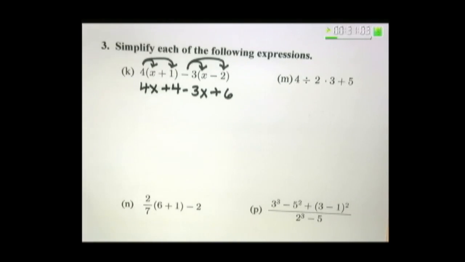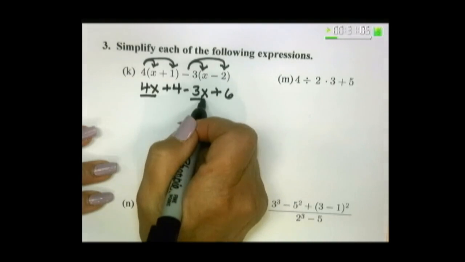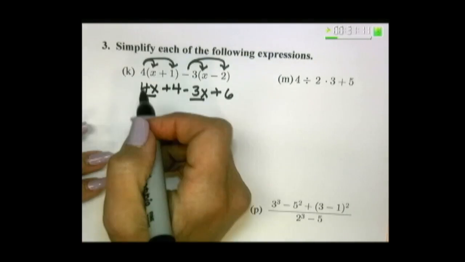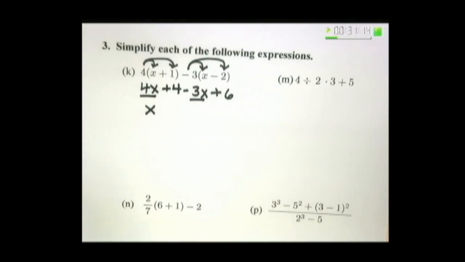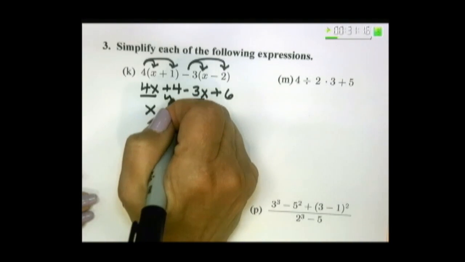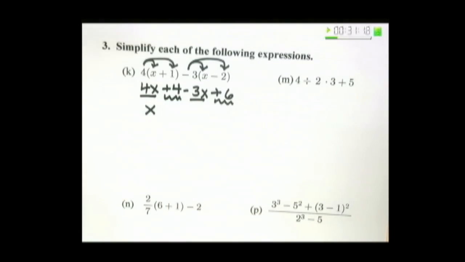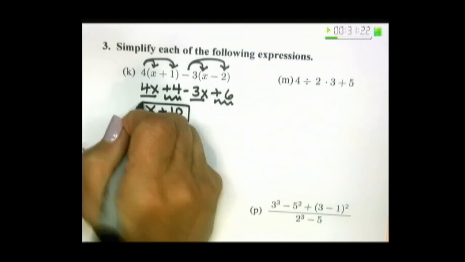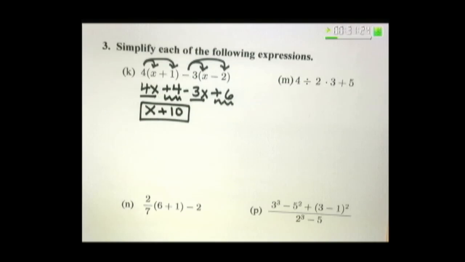Now I can combine like terms. So I have 4x minus 3x, so I can only combine x's with x's, not x's with integers. So 4x minus 3x is 1x, which I'll call x. And I have a positive 4 plus 6 is positive 10. x plus 10. That is the answer.